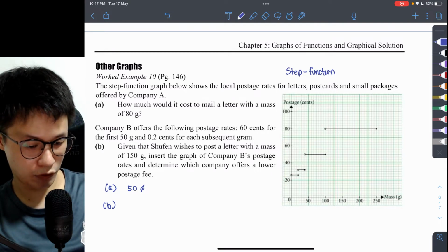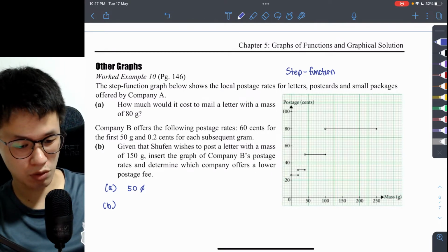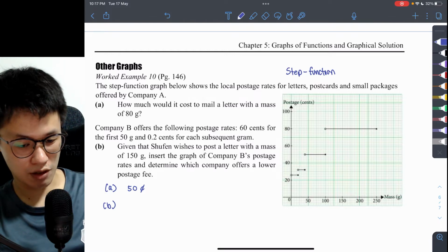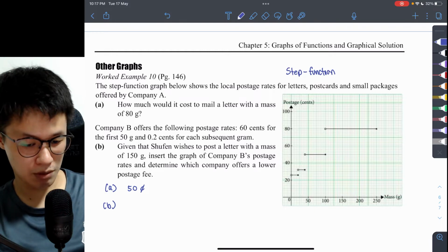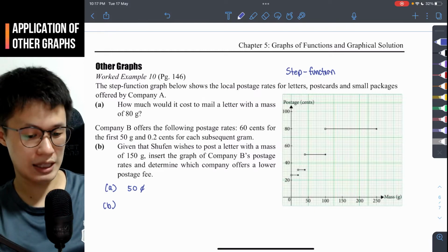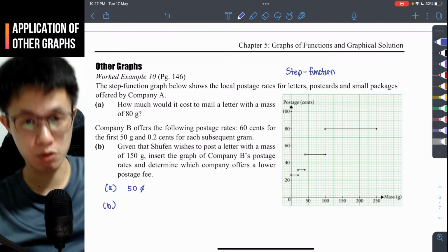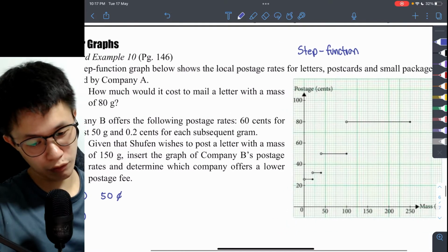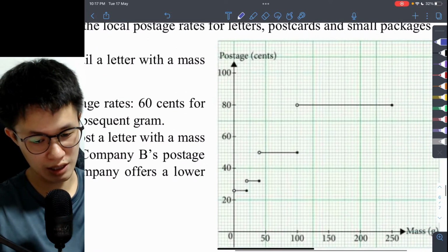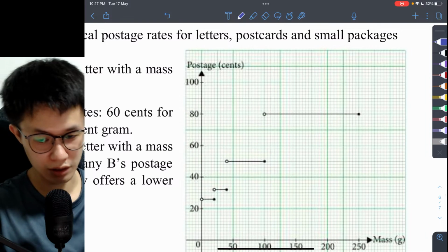Okay. So part B is we tell you that there's a different company that the postage rate is 60 cents for the first 50 grams and 0.2 cents for each subsequent gram. So given that Schufen wishes to post a letter with a mass of 150 grams, insert the graph of company B's postage rates and determine which company offers a lower postage rate. So first and foremost, let's insert the graph. It means that for the first 50 grams, you will always be charged 60 cents.